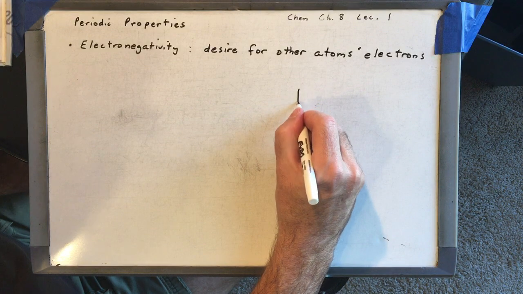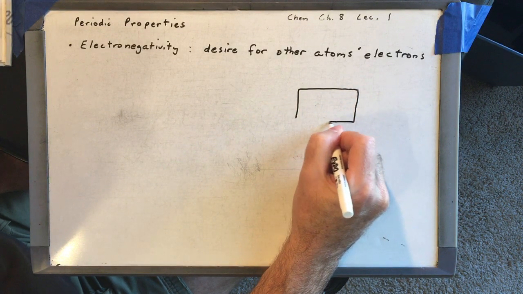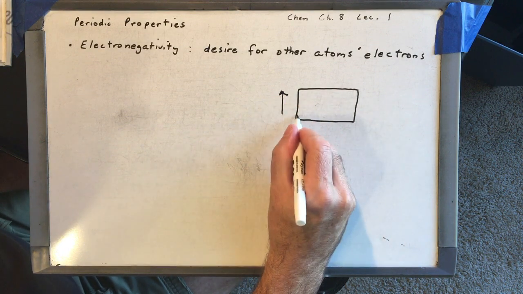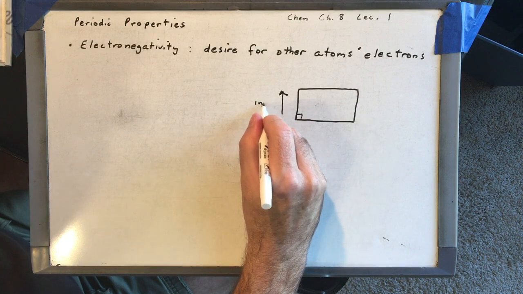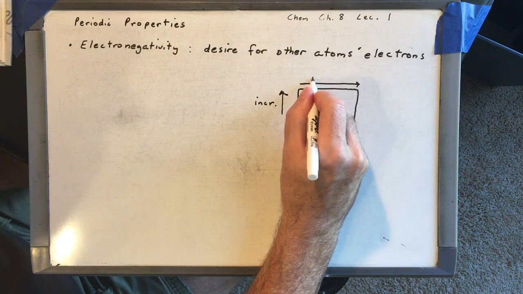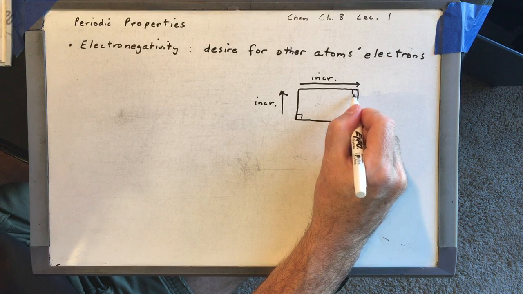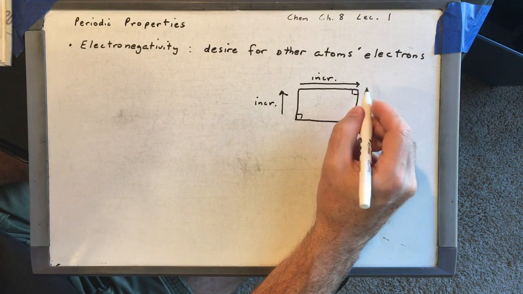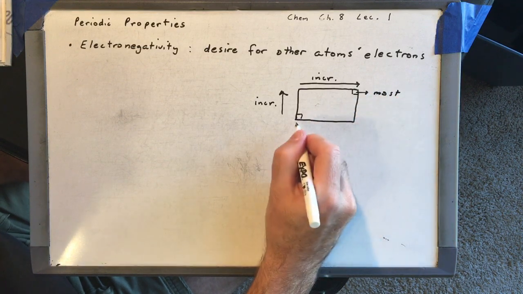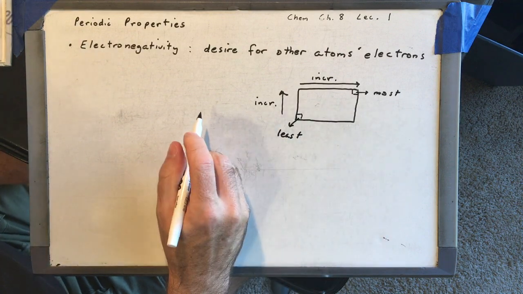If we draw another rectangle to represent the periodic table, it's the same thing. We're increasing from bottom to top and then increasing from left to right. So again, helium and fluorine have the most, francium has the least. So just like ionization potential.